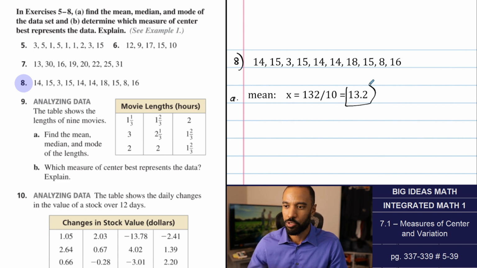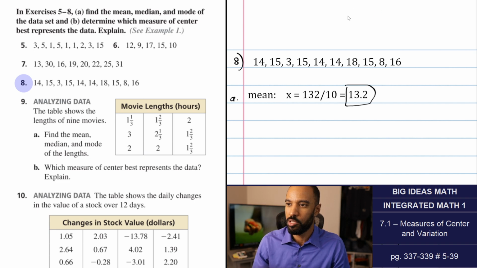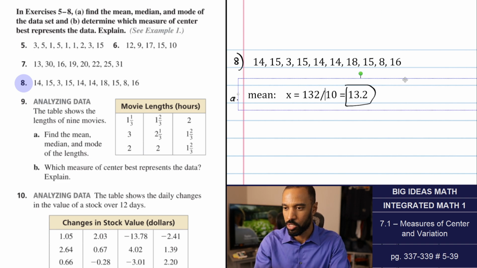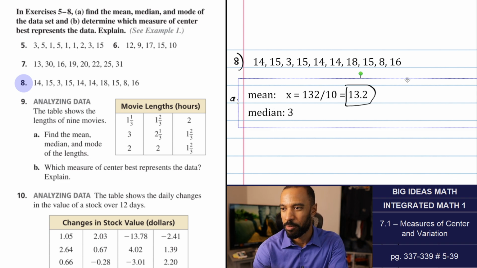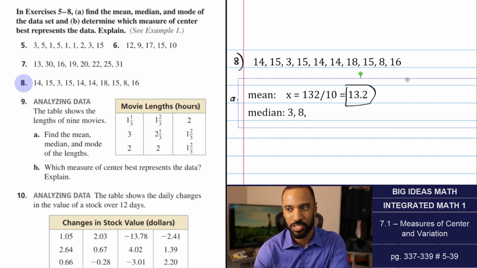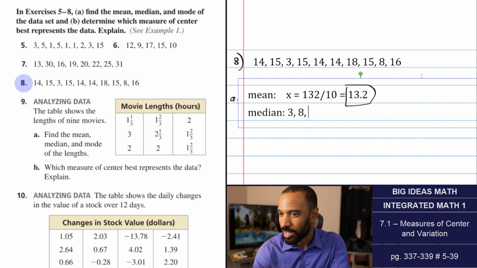The median, we have to write these in order. ChatGPT, please rearrange these numbers in ascending order. Median. Smallest number is 3. It seems outlier-esque. It really does. I know there's an 8 there. This is where I'm really looking to the mode more, I think. Let's see. 3, 8. Is the next number 14?